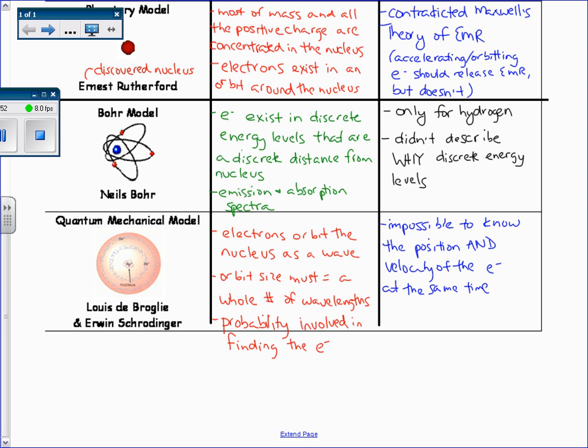Okay, so I'm just putting on there that the quantum mechanical probability model implies that it's impossible to know both the position and the velocity of the electron at the same time. You know one or you know the other, but not both.